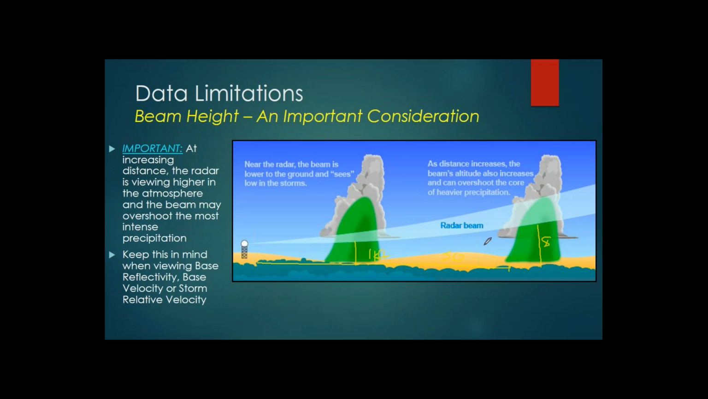And so that's an important consideration of all of these things I talked about, really, right? Base reflectivity, base velocity, storm relative velocity, the composite reflectivity, which shows the maximum returns from all the angles. The lowest height it can see anyway is still that 1/2 degree, so you're still limited by way up here. So just keep that in mind.